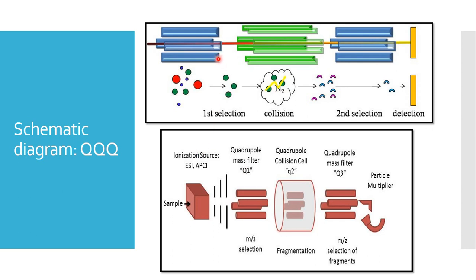Here you can see the diagrammatic representation. Here you can see the schematic diagram. First selection takes place, then collision with the help of gases like nitrogen, argon, helium. Again the second selection and finally the detection. So as three quadrupoles are used here, it is known as triple quadrupole.